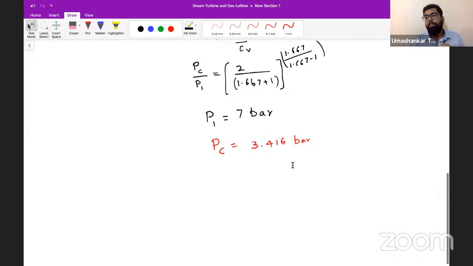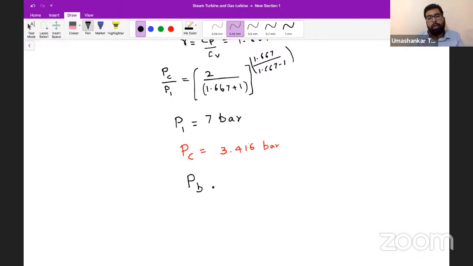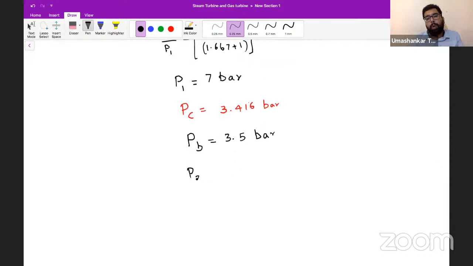So we have the value of critical pressure equal to 3.416 bar. Now tell me, we have been given the value of back pressure, which is equal to 3.5. So what will be our P2, or we can say exit pressure? Will we use PB or will we use PC?